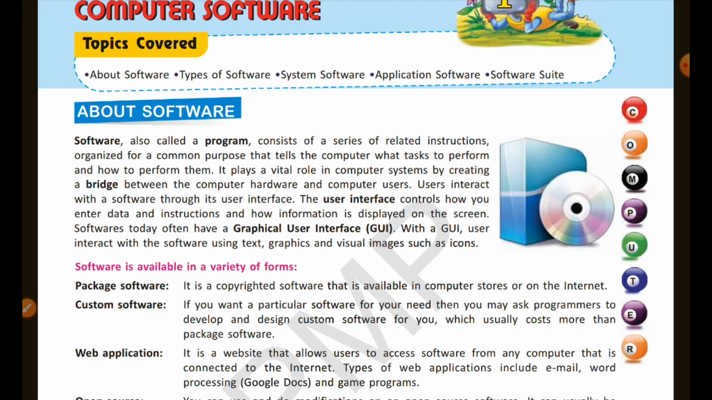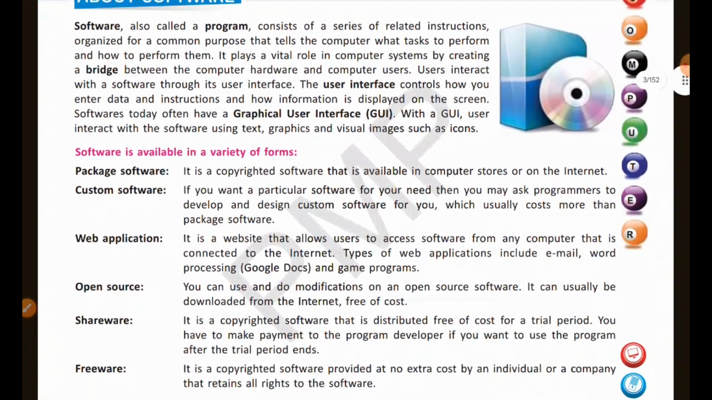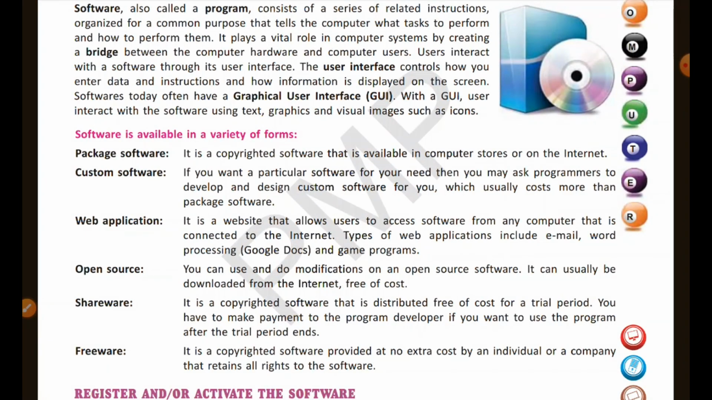Software is available in a variety of forms. Let us see the different forms. First, package software. It is copyrighted, means reserved, software that is available in computer stores or on the internet. Package software is copyrighted, means it is restricted or reserved software available in computer stores or on the internet. Means you have a game available on the Play Store, it is copyrighted software.